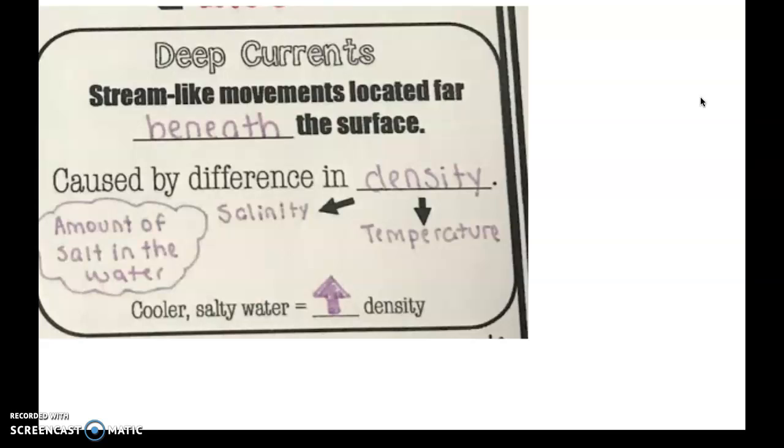And then our deep water currents are our other kind. These are driven by density differences in the water. They're stream-like movements that are located far beneath the surface. Again, we didn't label these confusingly. Deep water currents are found in the deep water, way under the surface. Again, they're caused by salinity differences and temperature differences. Salinity is the amount of salt in the water, which we talked about. The more salty it is, the more dense it is, and the colder the temperature, the more dense it is. So those are 2 relationships I need you to know and understand. Definitely be thinking about those. We'll go over them a little bit more before we end this unit.